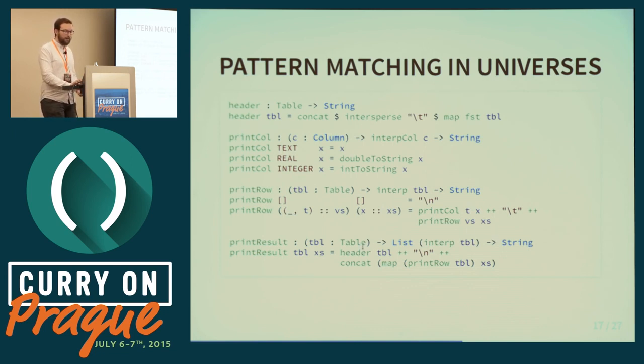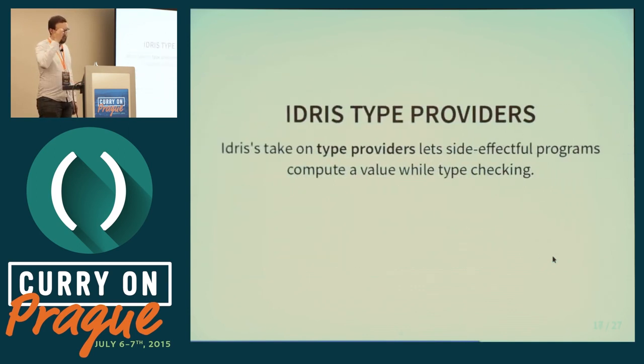And finally, I print my result by printing a header and then sticking together all the rows. And this will work for any type that I can describe there. Idris even has a feature called type providers, which was sort of the first bigger project I did in Idris, which is where you can run side-effectful programs during type checking. So you can connect to your database server, compute the code describing the schema of your type, and then pull that in and type check things based on it.